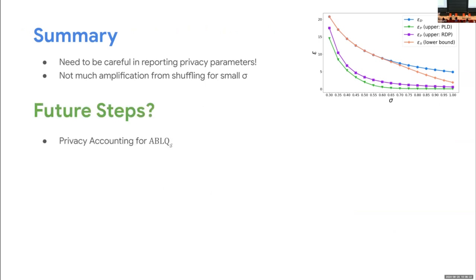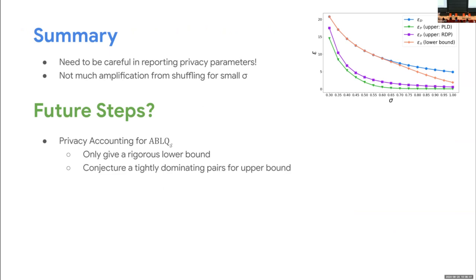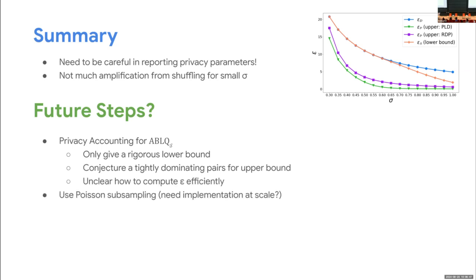One thing that is missing is a tight privacy analysis for the shuffle, because we only have a lower bound and we conjecture that the pair we construct is actually the worst case, but we don't have proof. And so an alternative could be to use Poisson subsampling.